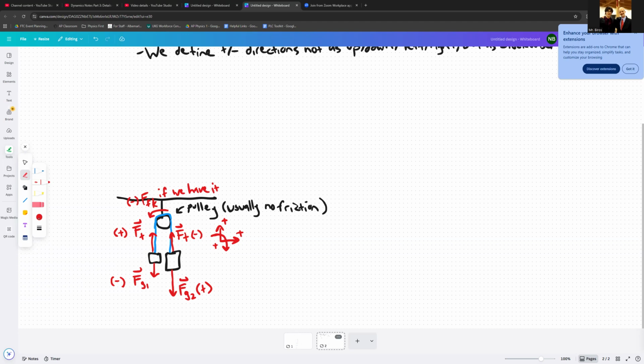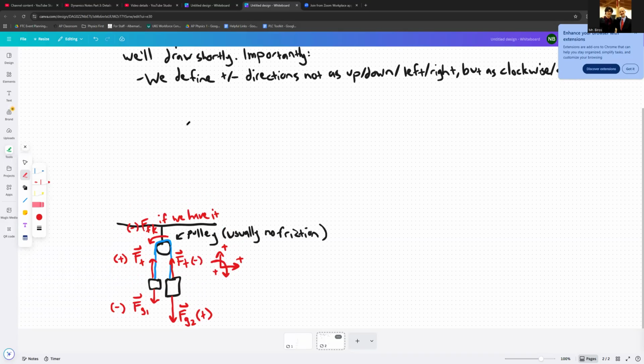FG1 is negative, and friction would also be negative if there were friction, because the friction from the pulley would be trying to resist that clockwise motion and would be going counterclockwise. So everything that's positive or negative that we put into our sum of forces is just positive or negative based on whether it's trying to get everything to go clockwise or trying to get everything to go counterclockwise. All right, so that's our first important thing. We define positive and negative directions as clockwise or counterclockwise.